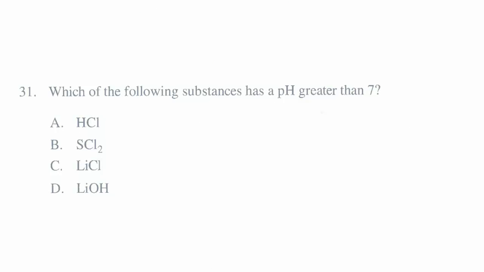Number 31, I would say this one is slightly easier. Which of the following substances has a pH greater than 7? Of course, pH greater than 7 means we are talking about a base, right? Hydrochloric acid, HCl. This, of course, is an acid. Did I say acid? Yes, I did. So acids, as you know, have a pH which is less than 7. That's not what we're after. We're after something with a pH greater than 7. Has to be a base.